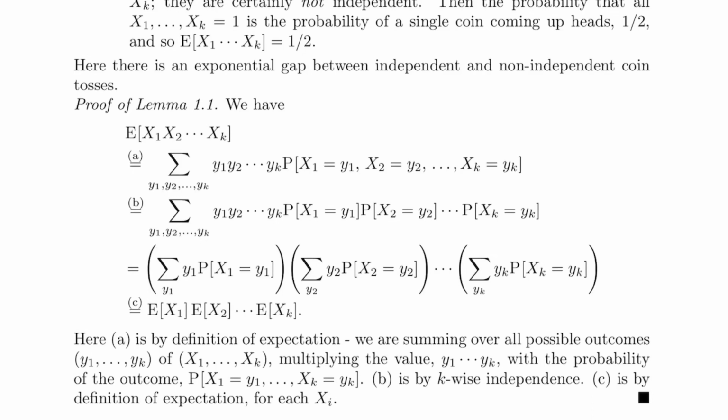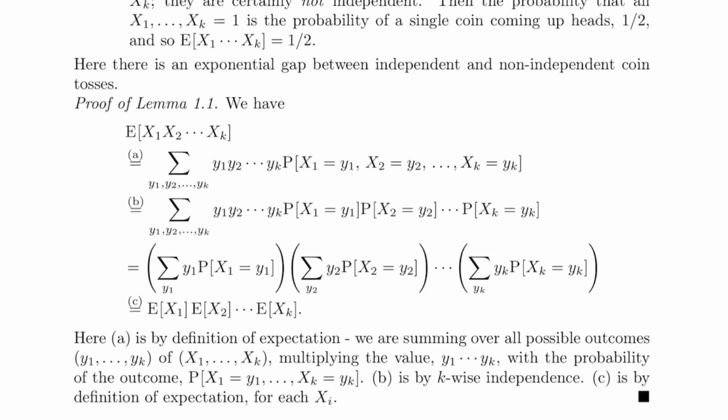From here, we can now regroup the sum by variable. So we have the sum over all values y1 of the probability that x1 is equal to y1 times y1, and then the same sum for y2 and x2, all the way down to the sum for yk and xk. Finally, each sum by itself is the expected value of the corresponding variable, which completes the proof.